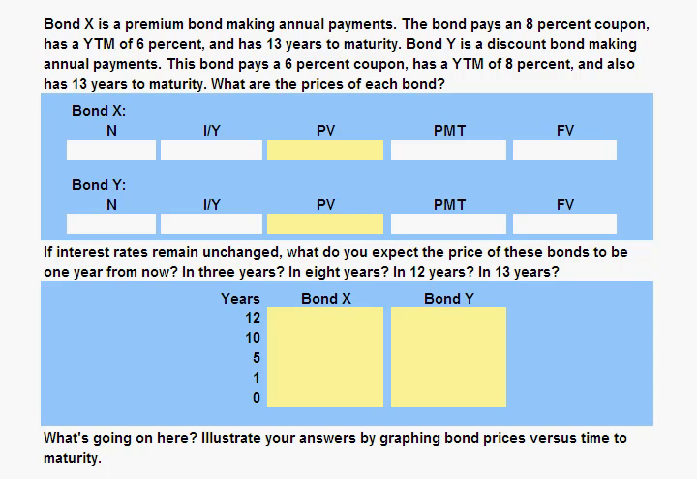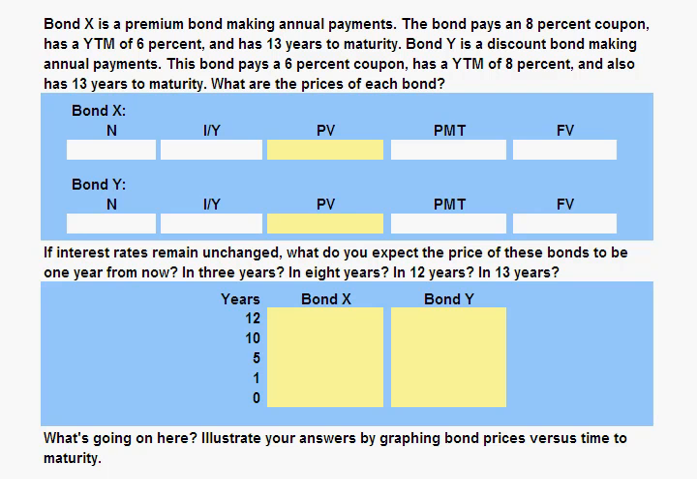Bond X is a premium bond making annual payments. The bond pays an 8% coupon, has a yield to maturity of 6%, and has 13 years to maturity. Bond Y is a discount bond making annual payments. This bond pays a 6% coupon, has an 8% yield to maturity, and also has 13 years to maturity. What are the prices of each bond?